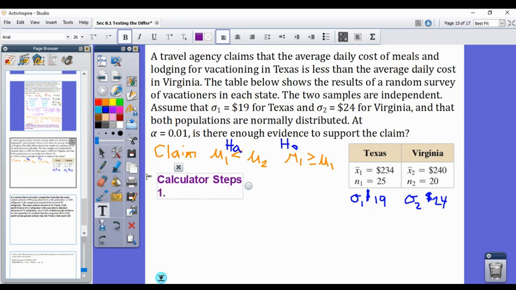So first, you're going to hit stat, and then you're going to scroll over to test. And then from there, you're going to pick the 2 sample Z test. Okay, and you have 2 options here. You have data for if you had your information in a list, and then you have stats for when you know the information. So in this case, we have stats. So then you're going to fill in the corresponding values, and you're going to choose your alternative hypothesis, and you're going to click calculate.